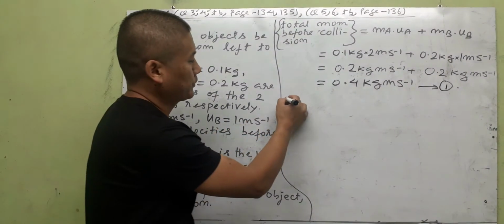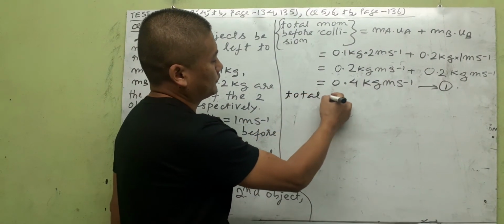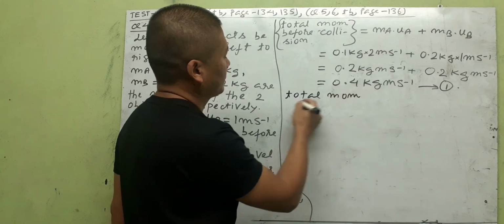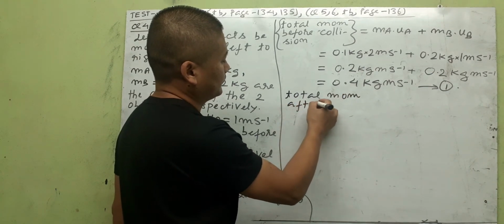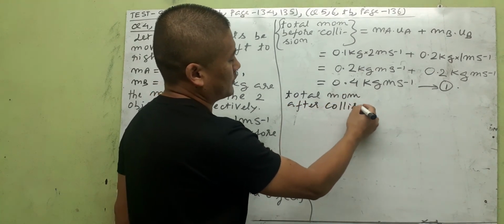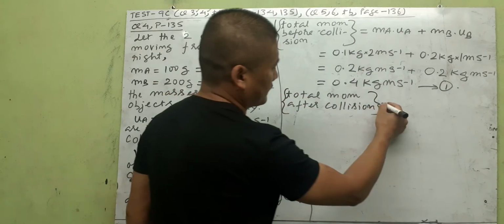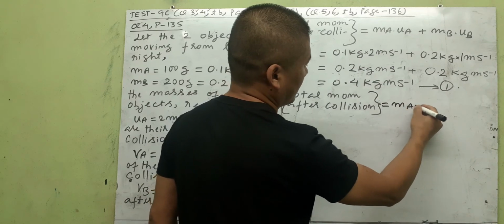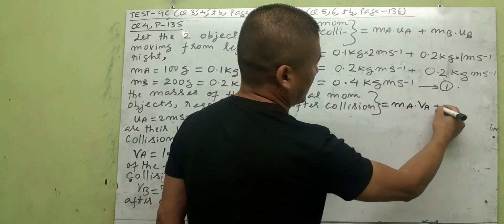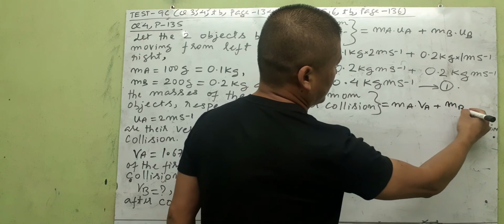Similarly, total momentum after collision, let us say, it's always mass of first object, MA, into VA, plus mass of second object into VB.